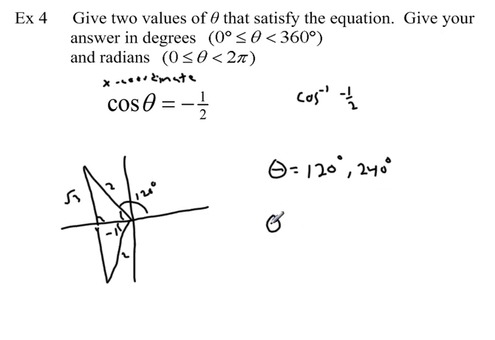Now we also need our answers in radians. So 120 is 2/3 of the way to a straight line. 240 is another third beyond that. So 2 pi over 3 and 4 pi over 3. Okay, let's move on.